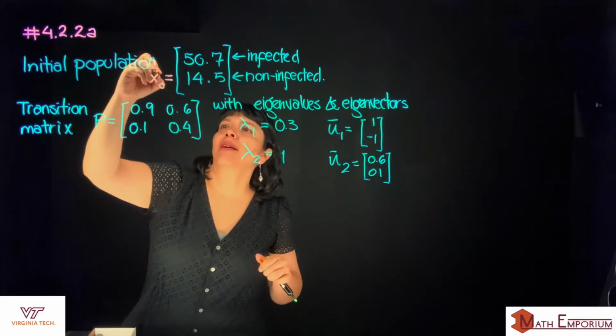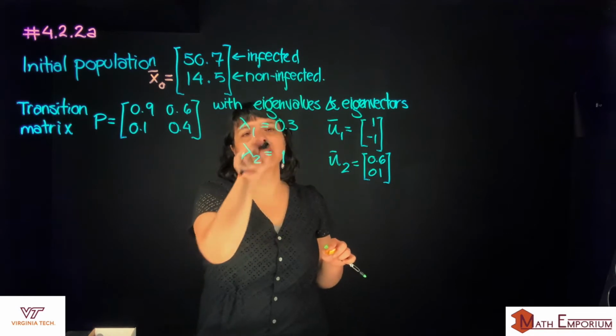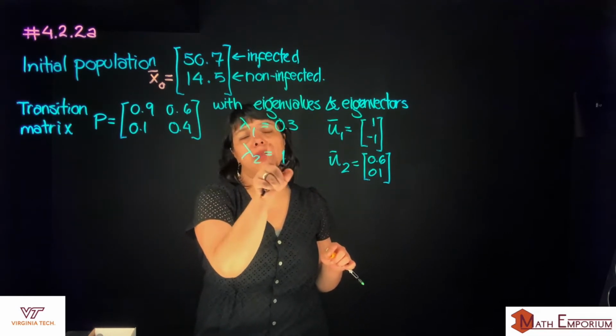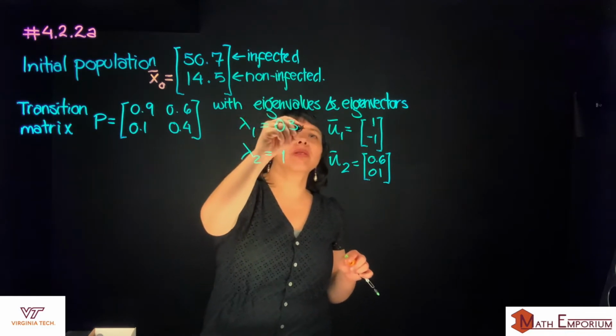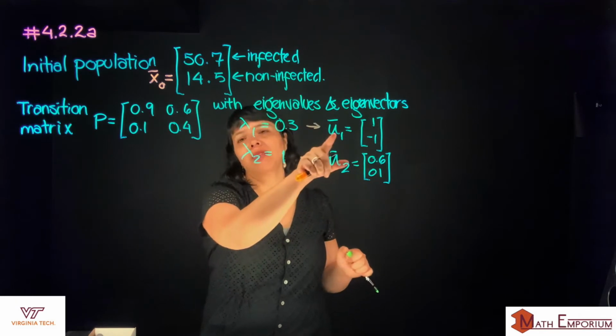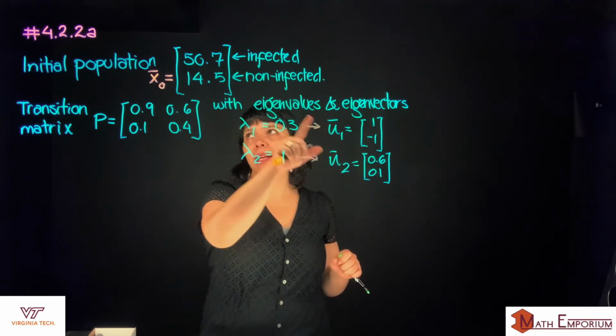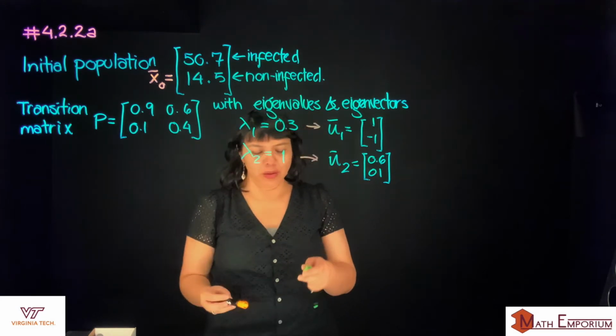And I have my transition matrix. This we don't get to use it, and the information that I use about the transition matrix is that it has these eigenvalues and corresponding eigenvectors. And we usually denote those by v's, but if you look again at 4.2.2, we want to just call them u1 and u2.